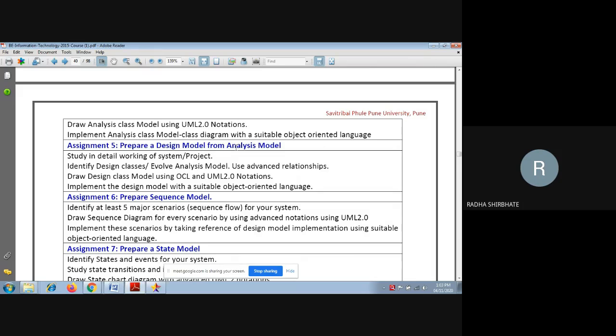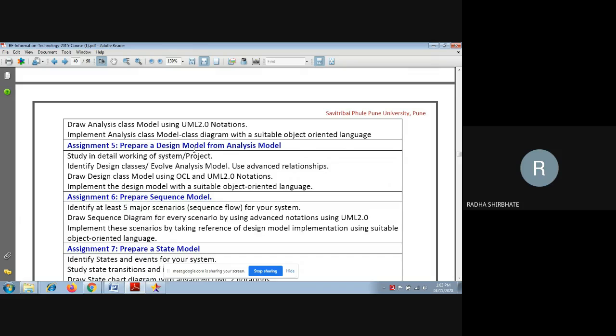We know that once we have proper communication with the customer, we identify the requirements of the system. After identifying the requirements, we divide them into functional requirements, non-functional requirements, system requirements, and user requirements, and after that we convert the analysis model into the design model. So under this assignment, we have to understand how to convert the analysis model into the design model.